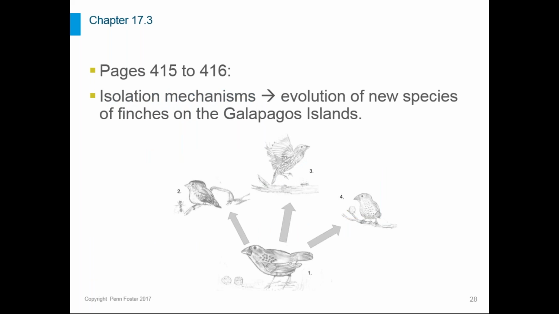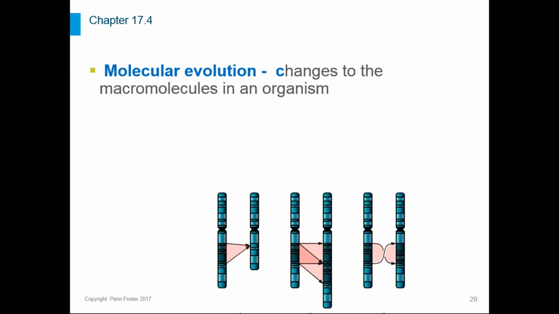And we don't really have time to go into it now, but pages 415 to 416 specifically describe how those different mechanisms worked to create evolution of new species of finches on the Galapagos Islands. And the last section in this chapter is 17.4, which is about molecular evolution. So studying molecular evolution means studying changes to the macromolecules in an organism instead of looking at the individual organism as a whole. So specifically, we focus on DNA.